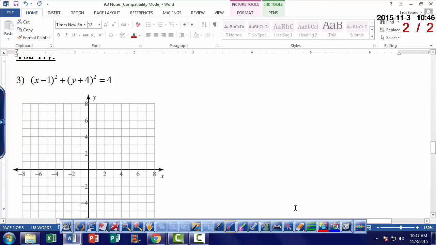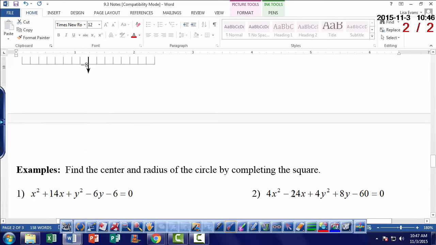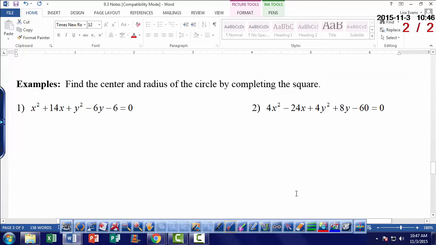Okay, the last type of problem is the trickiest. We're going to need to use our completing the square, and the reason it's tricky is because we're going to have to complete the square 2 times. So I'm going to start off with a very simple problem. The U-try I gave you for this example is like the simple problem. It's like number 1 that I'm about to do.